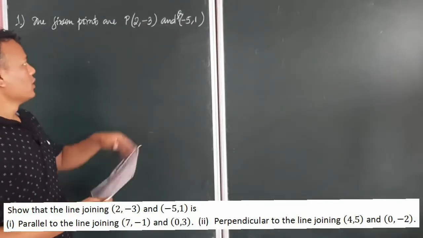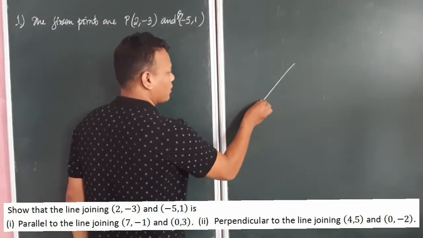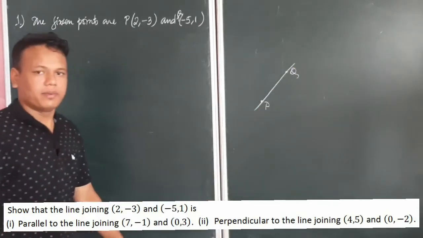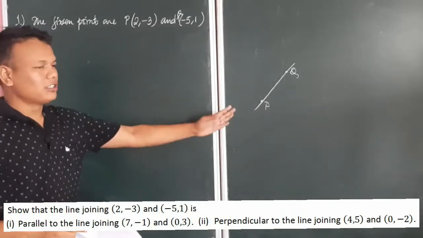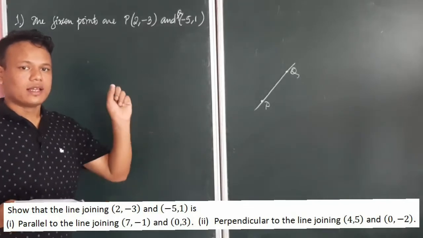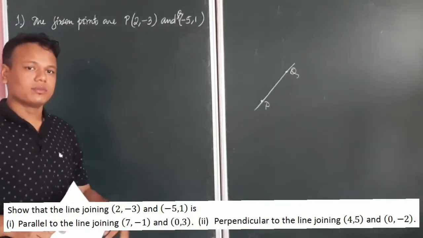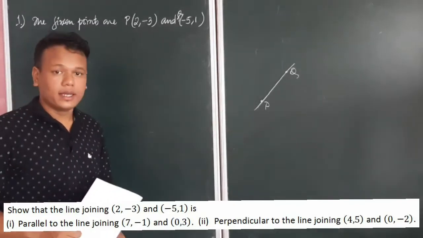So the case is somewhat like this. This is the line, this is my point P and this is my point Q. So I can call this line PQ. We need to show that this line is parallel to some other line. We know that lines are parallel if and only if their slopes are equal to each other. So here we need to find the slope of the line passing through P and Q.